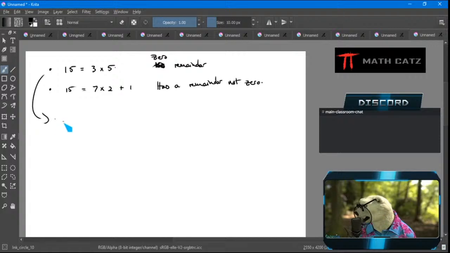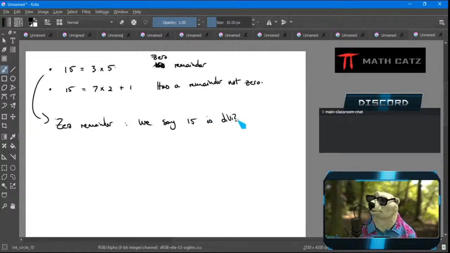In the case where there is a 0 remainder, or we can say casually no remainder, that's okay. No remainder, we say that 15 is divisible by 5. When I do the division, there is nothing left over. 5 fits into 15 perfectly, in this case 3 groups of 5.